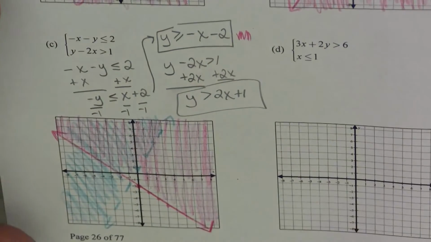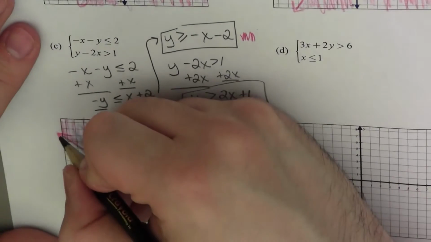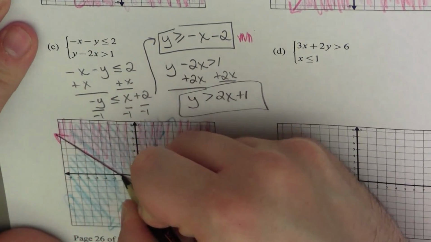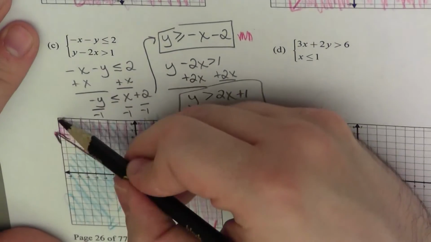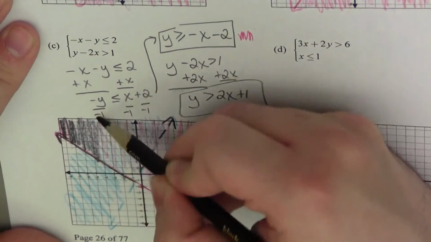And to pick out the overlap, this time it looks like the top left. So solid line boundary there, dashed line boundary over there, and just darken in that region.